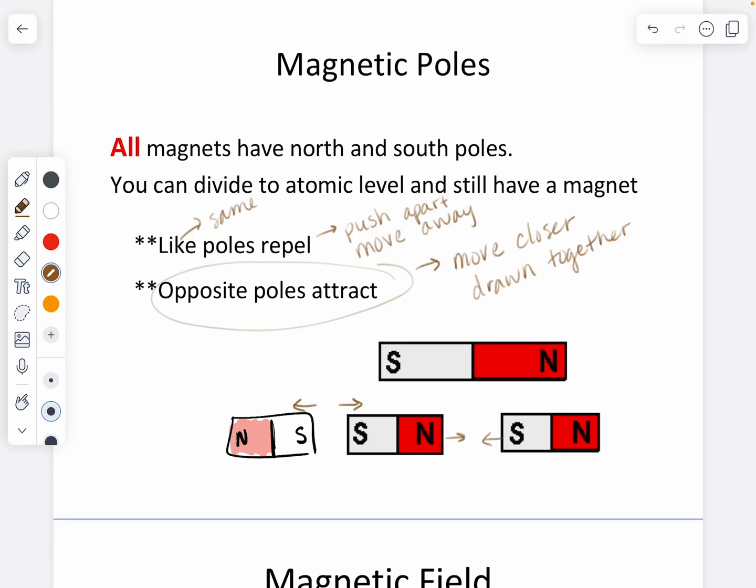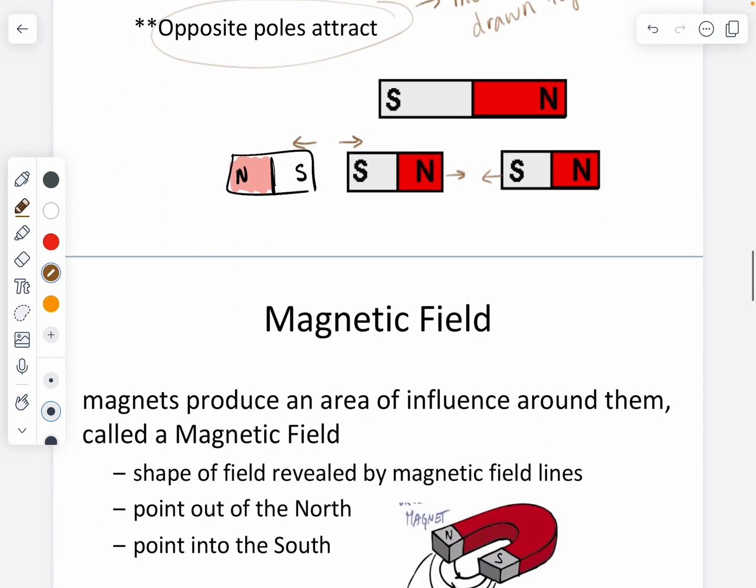So we say opposites attract, so a north and a south will be drawn together, unlike repel. Whether it's a south and a south or a north and a north, they are going to want to separate and they're going to push away from each other.